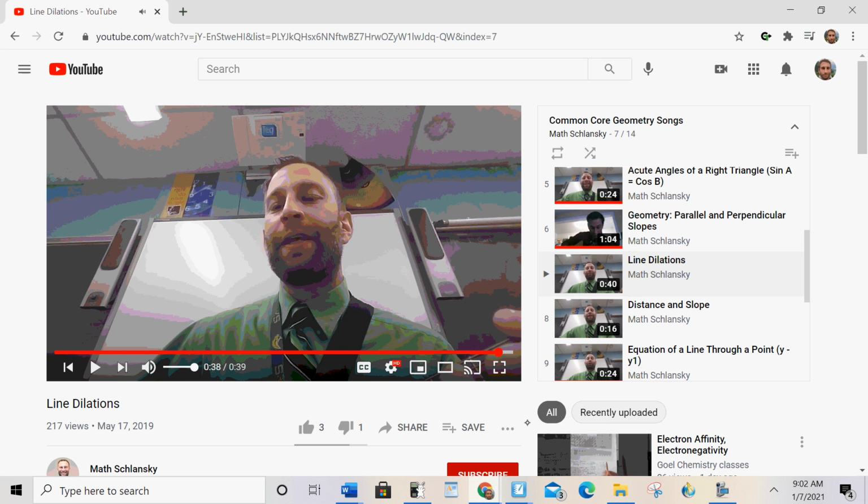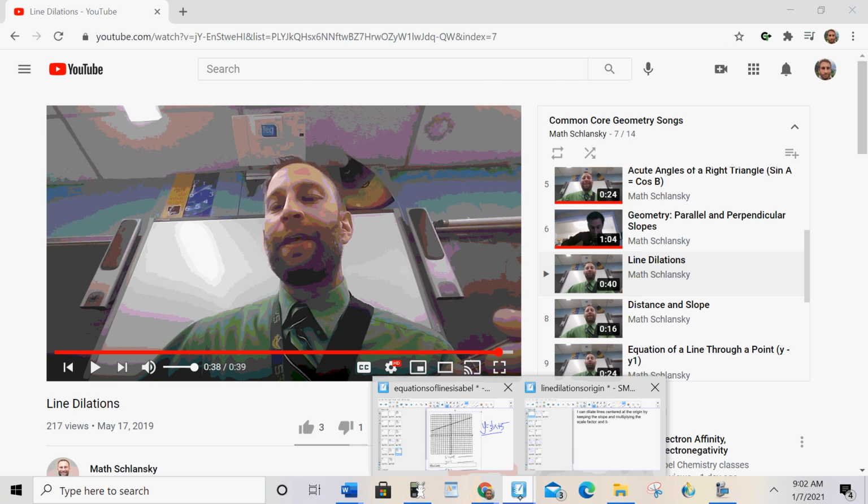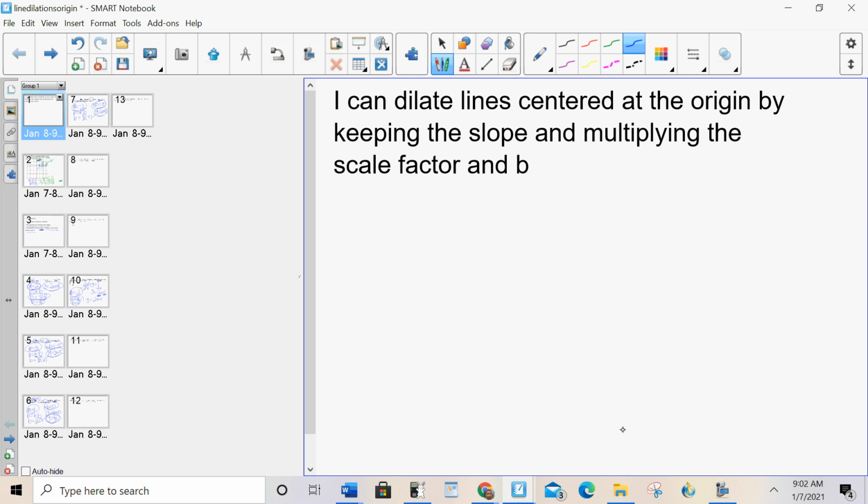All right, that's it. That's all I got for you for today. So again, I can dilate lines centered at the origin by keeping the slope and multiplying the scale factor and b. Your classwork/homework is to finish line dilation centered at the origin. Next lesson, we will see what happens when it's not at the origin. And I hope everyone has a great day.